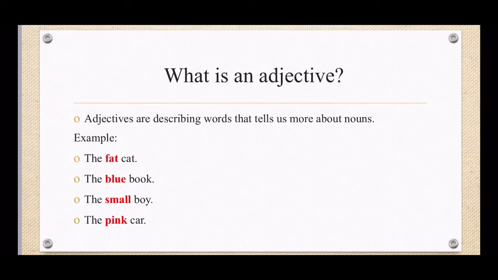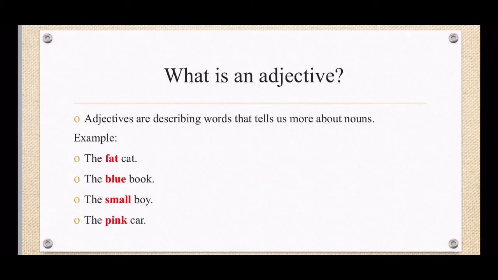The blue book, so the color blue describes what color the book is. So we know that the book is blue and the book is our noun. So remember, adjectives are describing words that tell us more about the nouns. Okay, so that is our adjectives.